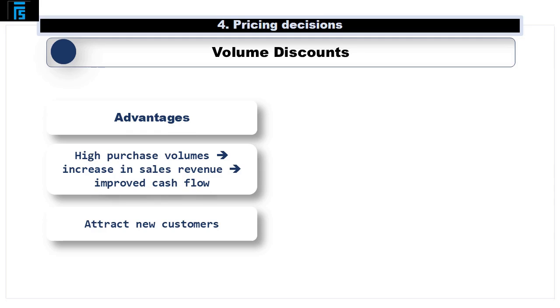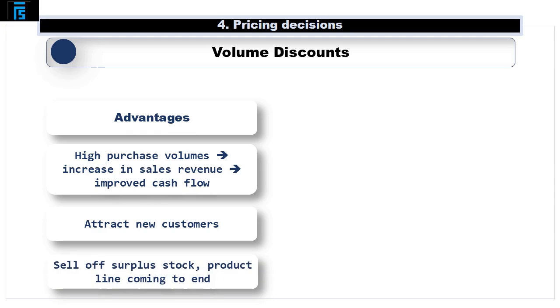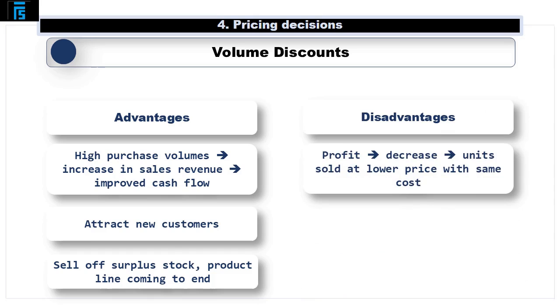Volume discounts are also good if you are trying to sell off large volumes of surplus stock, or if a product line is coming to an end. The downside, though, is that profits will decrease as each unit is being sold at a lower price, with the same costs still being incurred in making or buying the stock for sale. It could be argued, though, that the reduced costs of processing fewer larger orders compensate for this loss in revenue and profit.